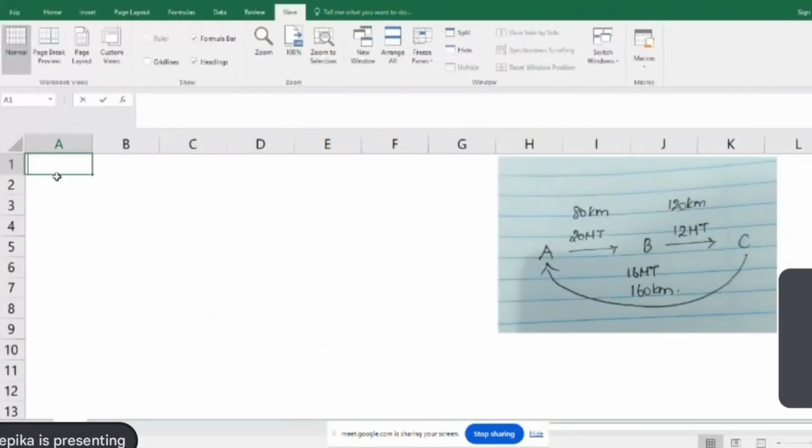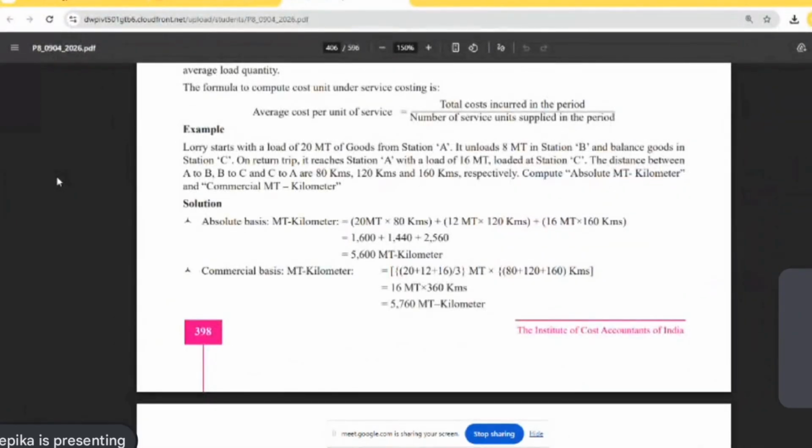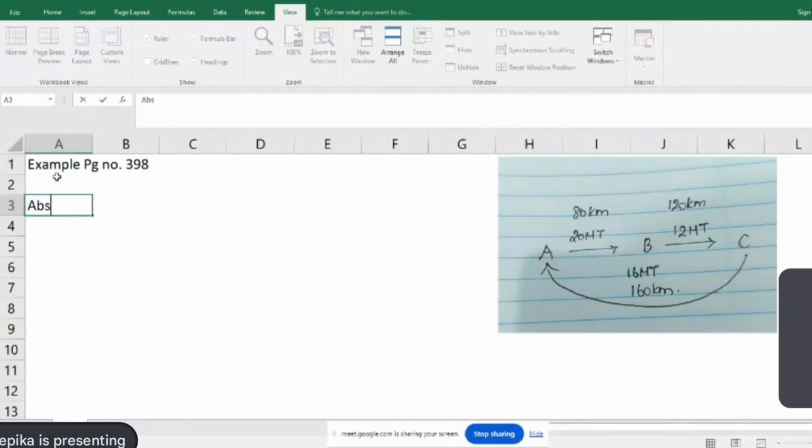Example page number 398. Okay, so what they are asking us to calculate: absolute basis, absolute metric ton kilometer and commercial metric ton kilometer.